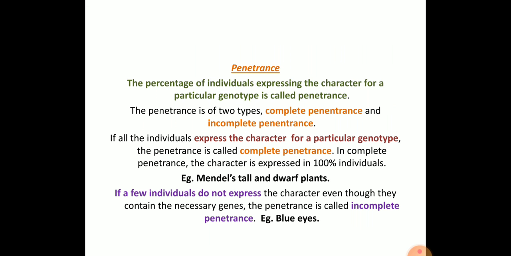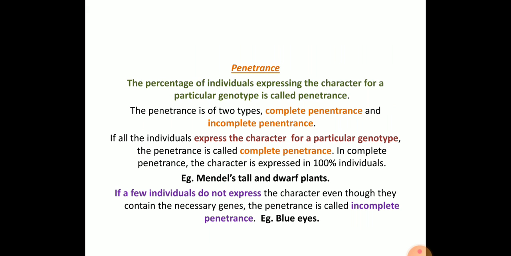So next, coming to penetrance. Penetrance is the percentage of individuals expressing the character for a particular genotype. There are two types of penetrance, complete penetrance and incomplete penetrance. In complete penetrance, the expression of a character for the particular gene takes place in all the individuals. But in incomplete penetrance, only a few individuals do not express it, whereas in complete, all the individuals will express it.